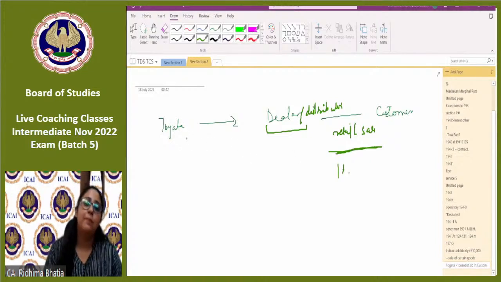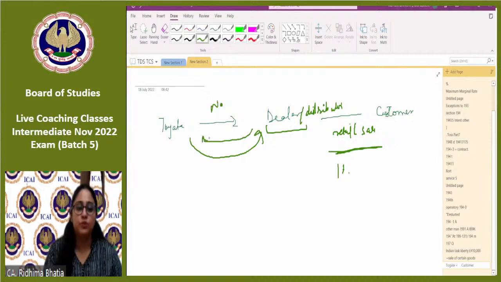No TCS would be applicable when the manufacturer is selling it to the distributor, because obviously the dealer or the distributor will also be making payment to the manufacturer, but here there is no TCS. So it is only on retail sale.